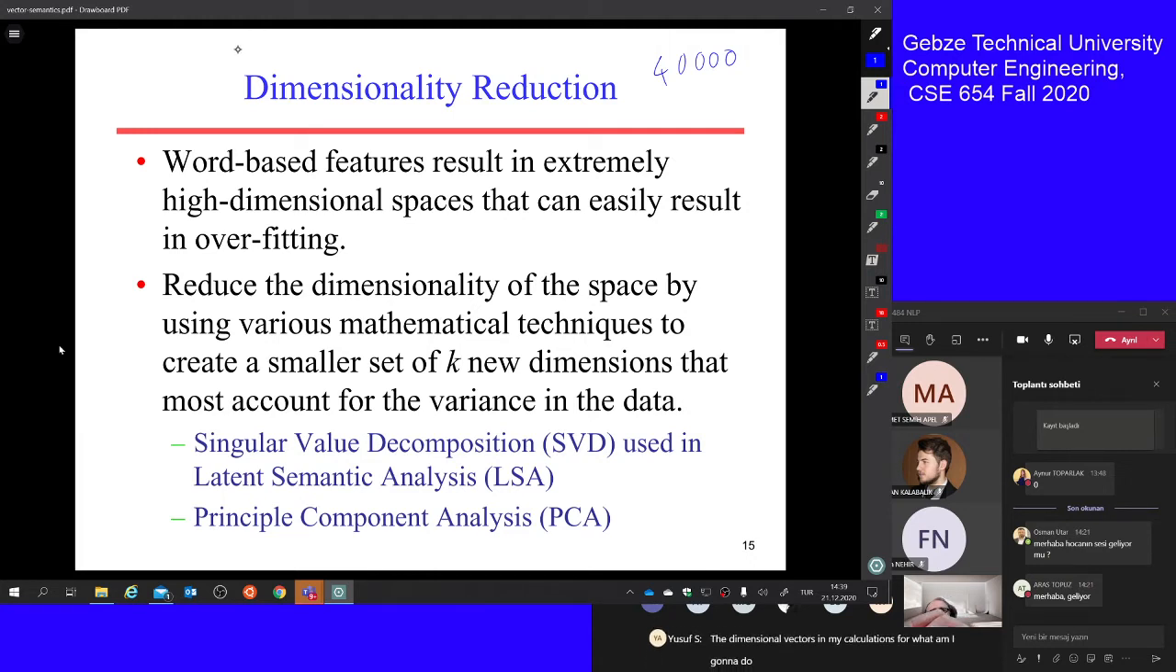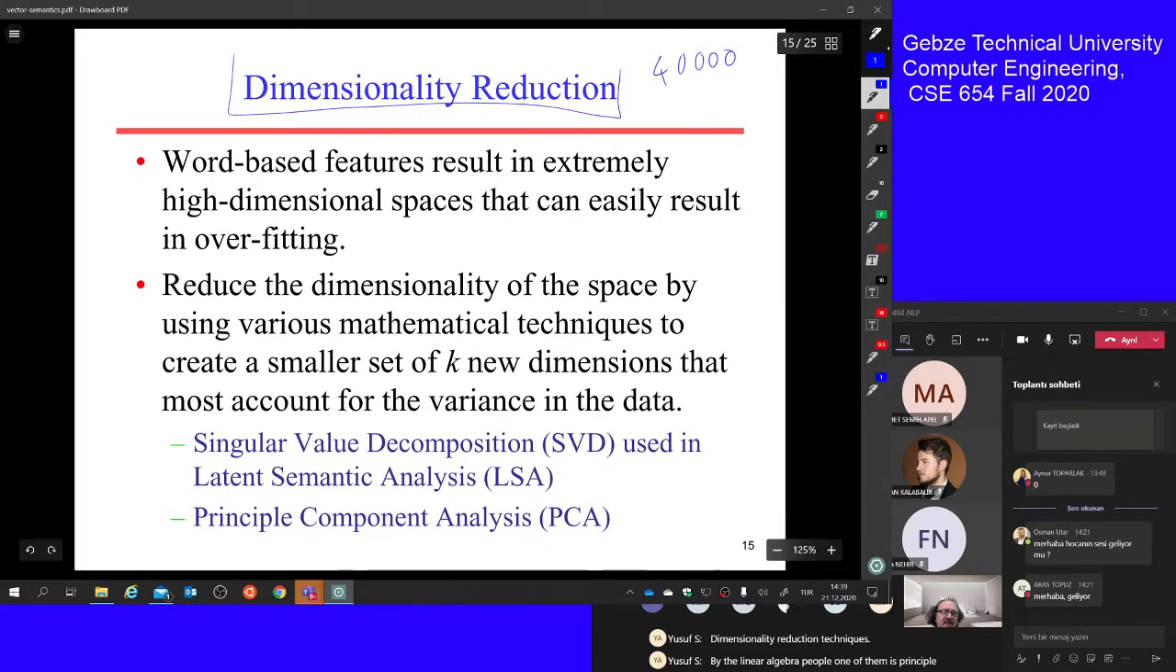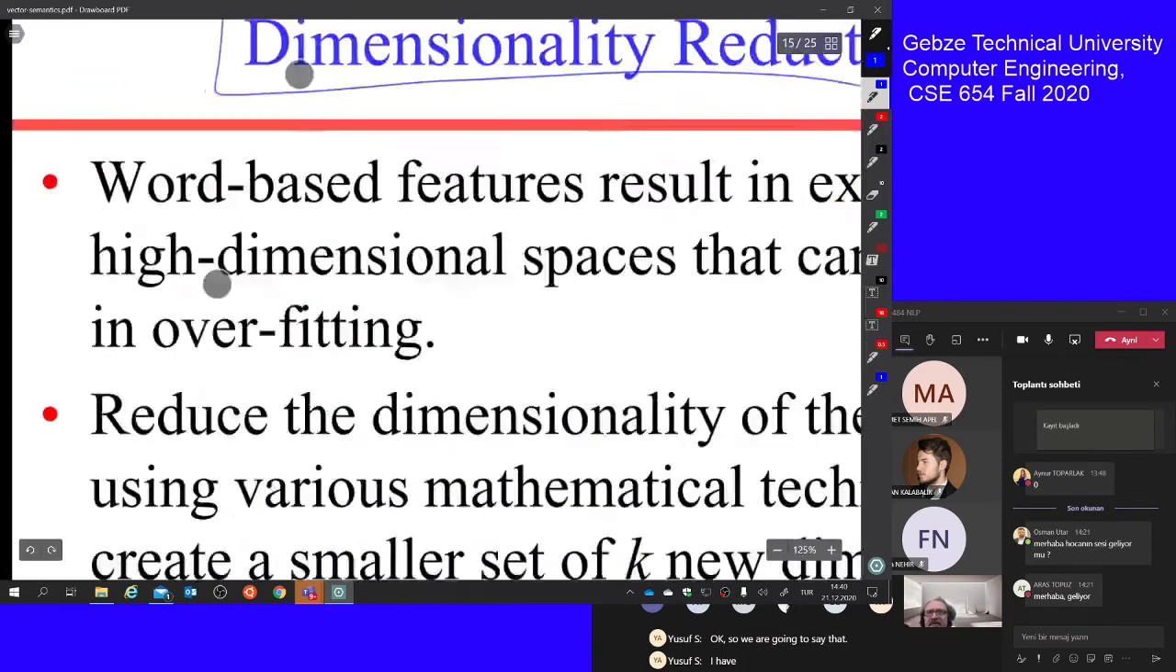There are very well-defined dimensionality reduction techniques by the linear algebra people. One of them is principal component analysis, which can be done easily by singular value decomposition. Okay, so we are going to say that I have something like that.